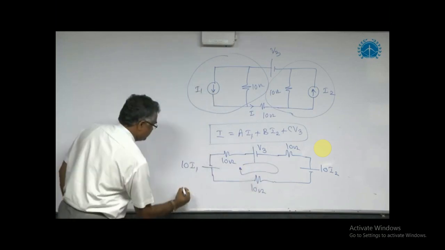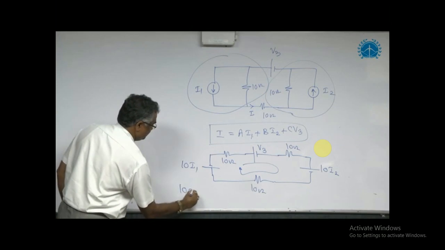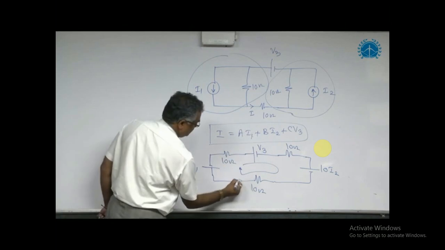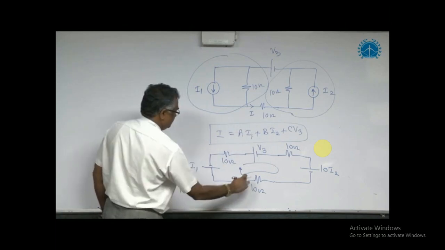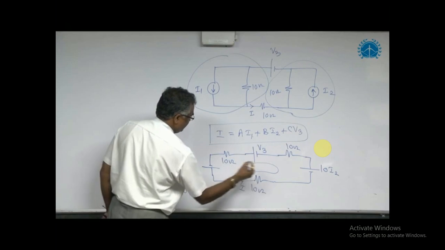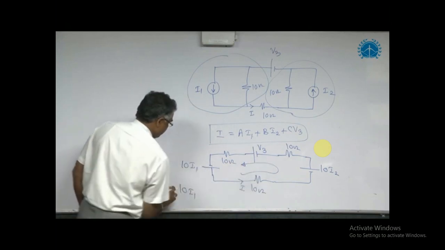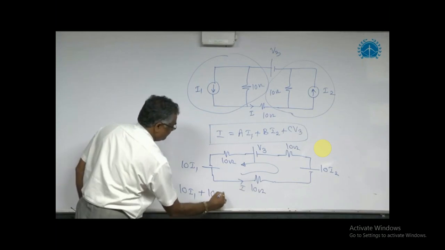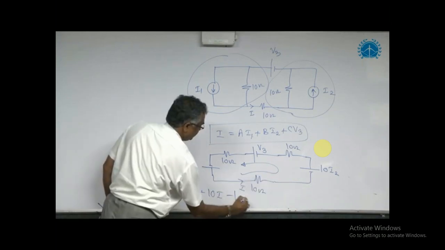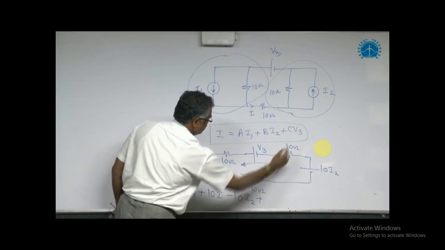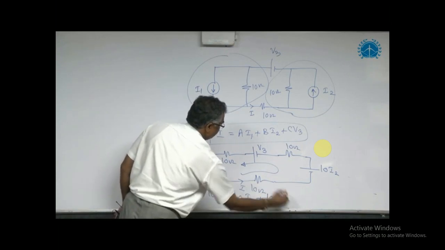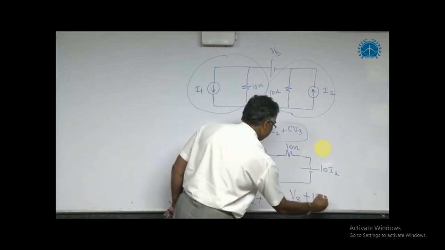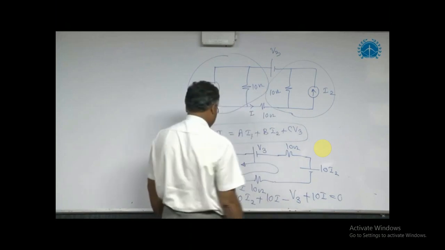What is the loop equation? 10 I1. Now assuming this current is I, so this current is I. Then we are going this side, this is our choice, any fashion we can go. If we go like this, then this becomes minus 10 I1 plus 10 I, then minus 10 I2 plus 10 I, minus V3 plus 10 I is equal to 0. Now solve for I.